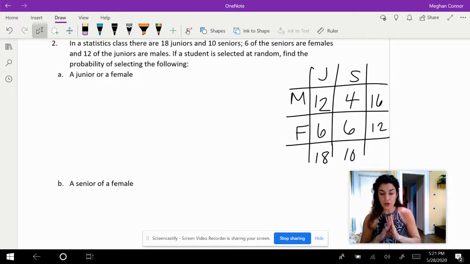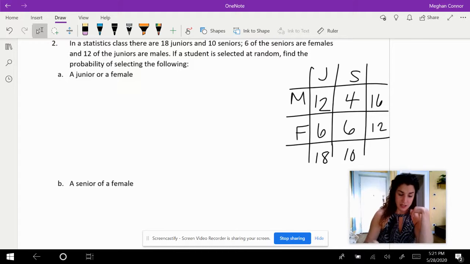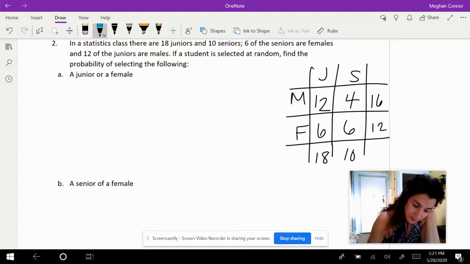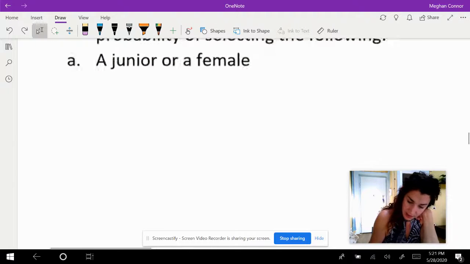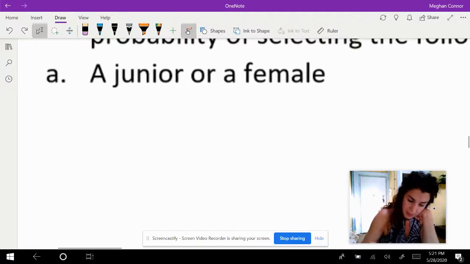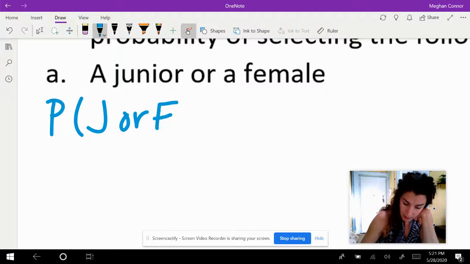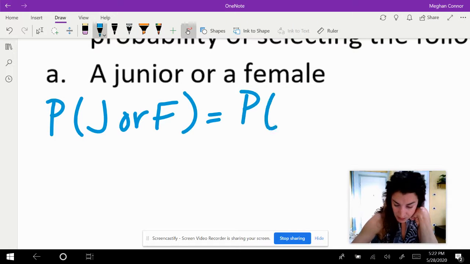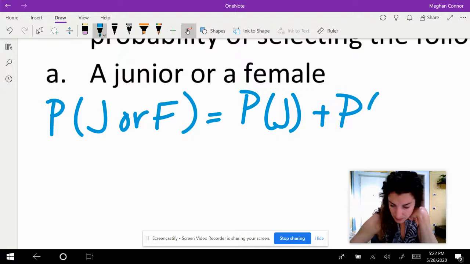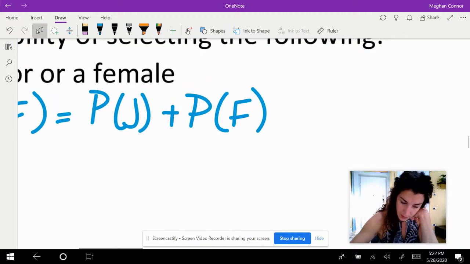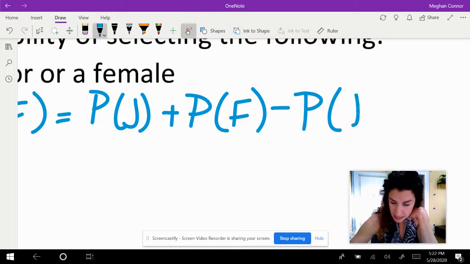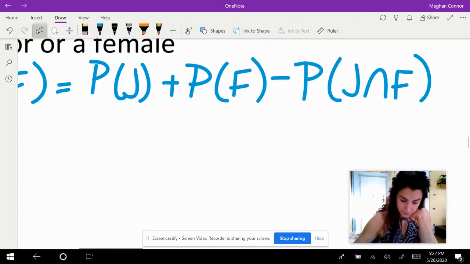So it says a junior or a female. This is going to be our addition rule because of the word "or." So, oops, I'm going to zoom in here. I've got my probabilities already written down, so I don't have to zoom back in and out. So the probability of a junior or a female is going to be equal to the probability of a junior plus the probability of a female minus the probability of a junior and a female, which there are some of those.